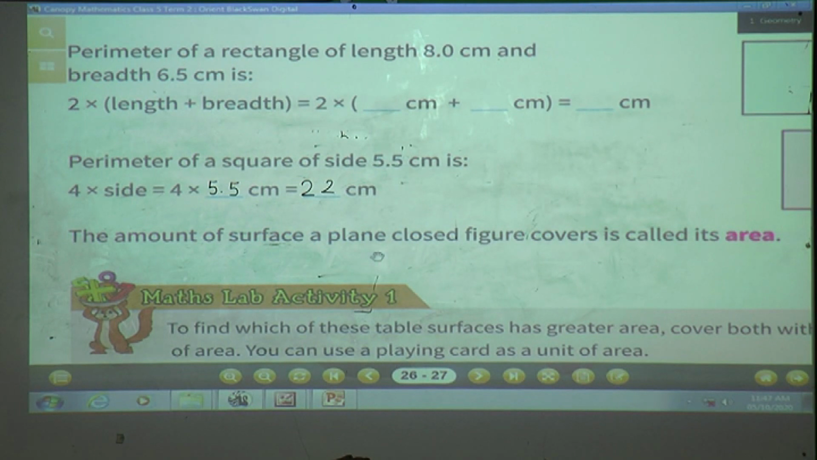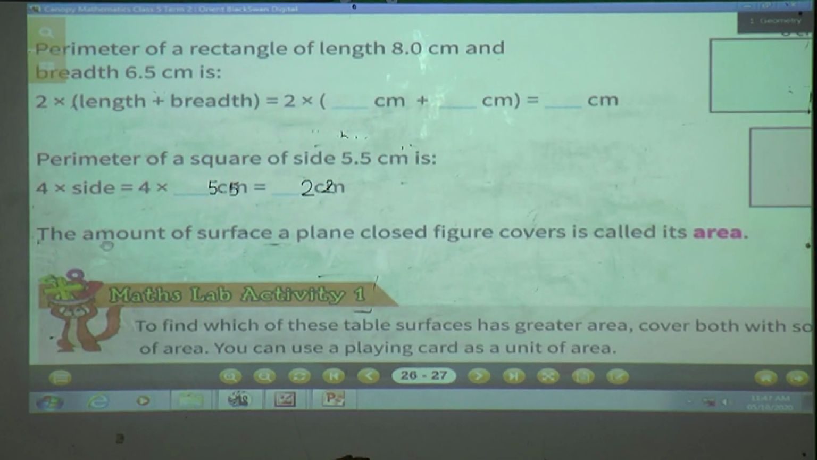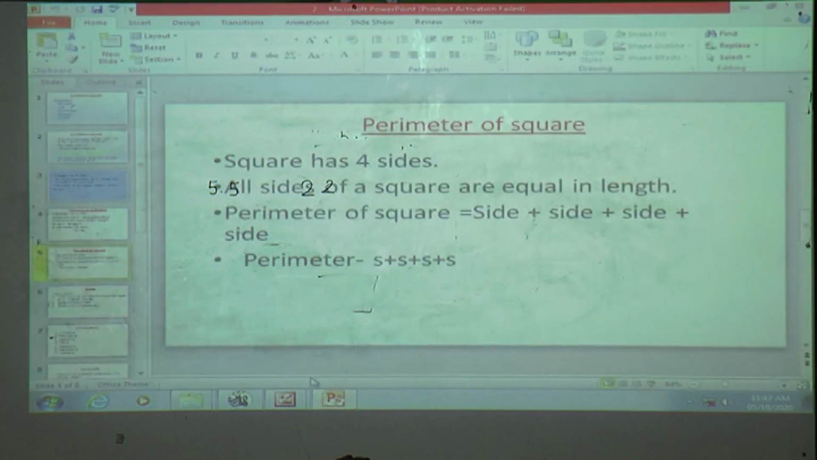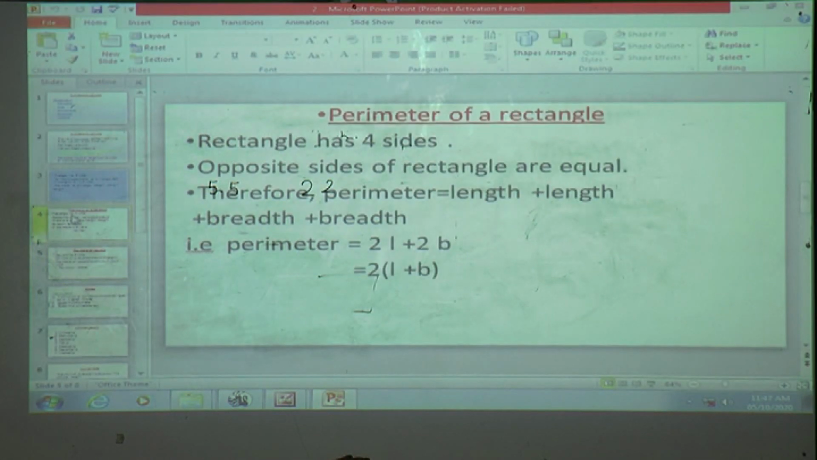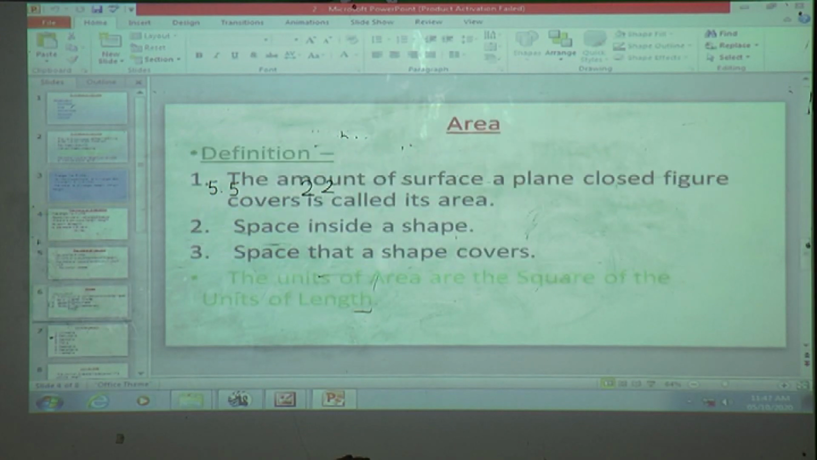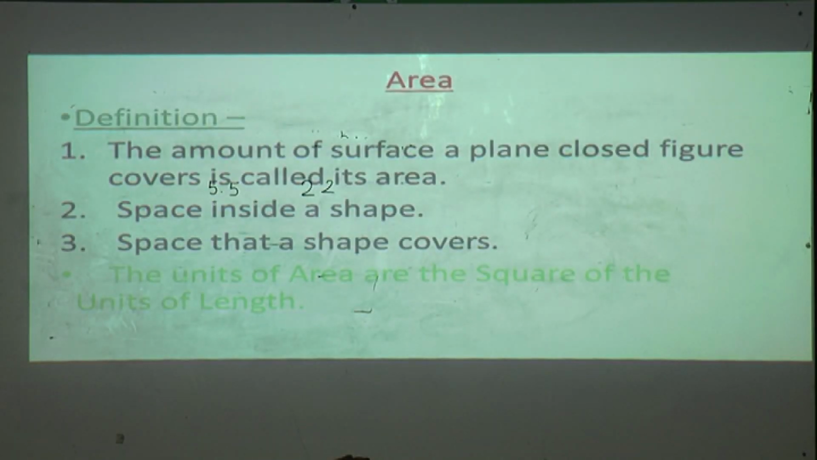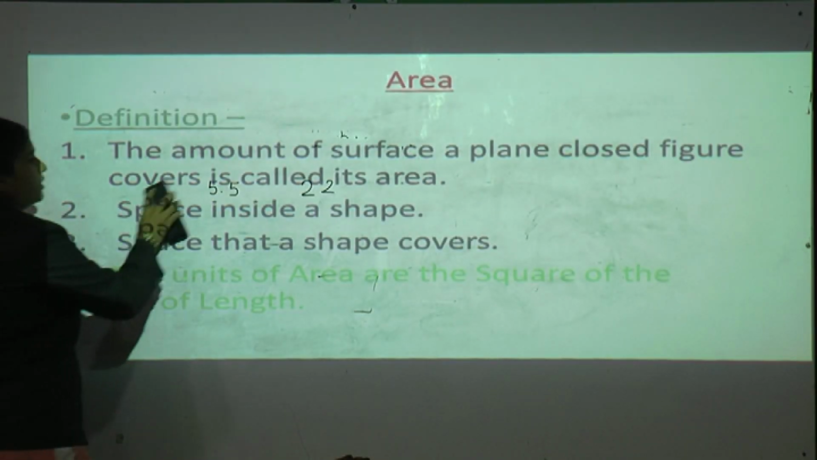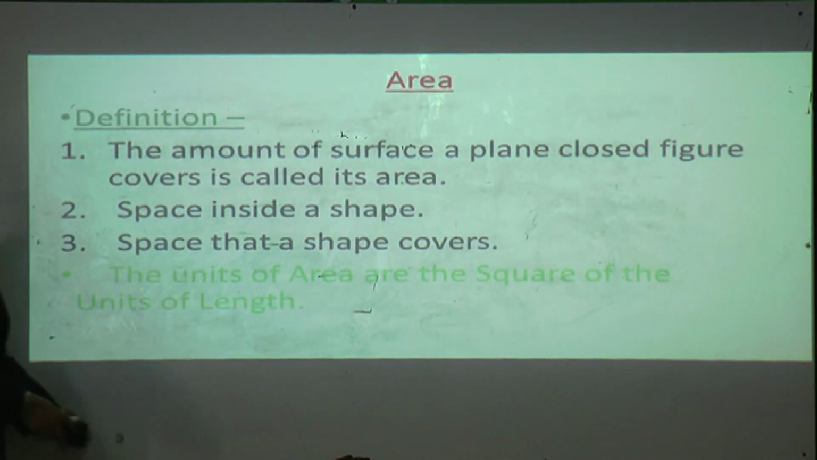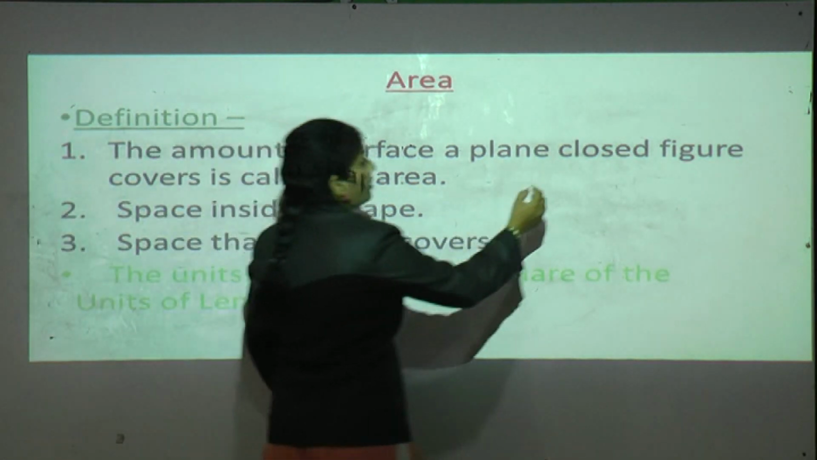So next part, the area. The amount of surface a plane closed figure covers is called its area. Area is different and perimeter is different, students. Don't get confused between these two terms. So the definition of area is: the amount of surface a plane closed figure covers is called its area. That means the space inside a shape. Here is a triangle.